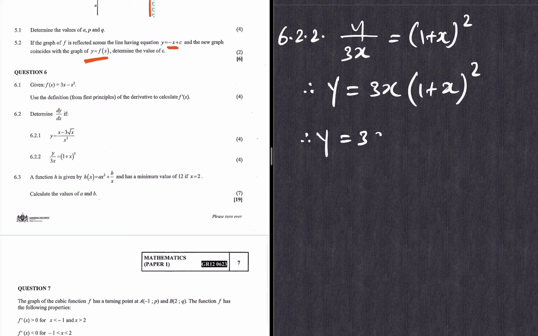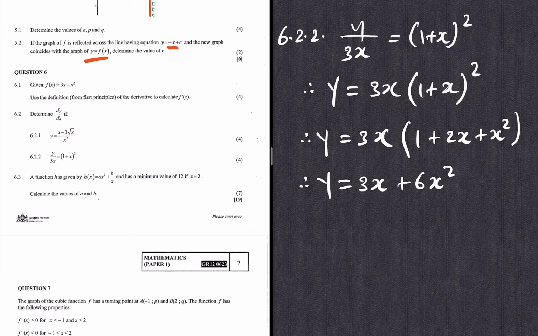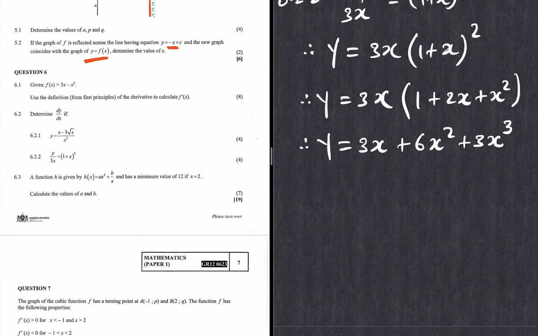Y equals 3x into, you try and really expand this. So it's going to give you what now? 1 plus 2x, I guess, plus x squared. Be very careful there. Y is equal to, you can now distribute this whole stuff. That is going to be 3x plus 6x squared, and then a plus 3x to the power 3. You just multiply that trinomial with 3x there.